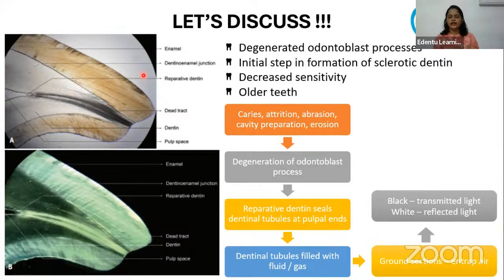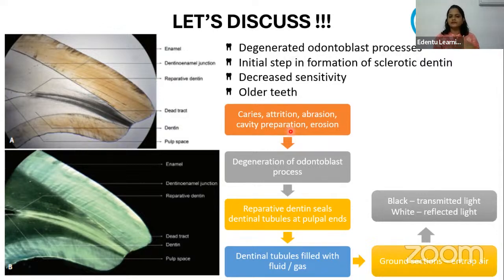In untreated teeth where the dentine is exposed, you can see more dead tracts. What happens is that in case of caries, attrition, abrasion, erosion, or cavity preparation, these odontoblast processes will get degenerated. Once the odontoblastic processes in the upper portion of the dentine get degenerated, that will send a signal to the pulp.